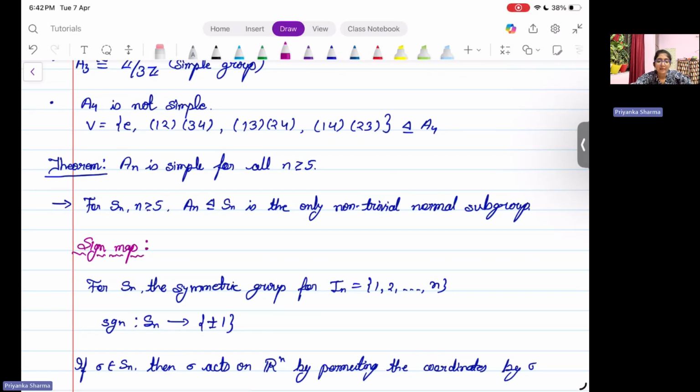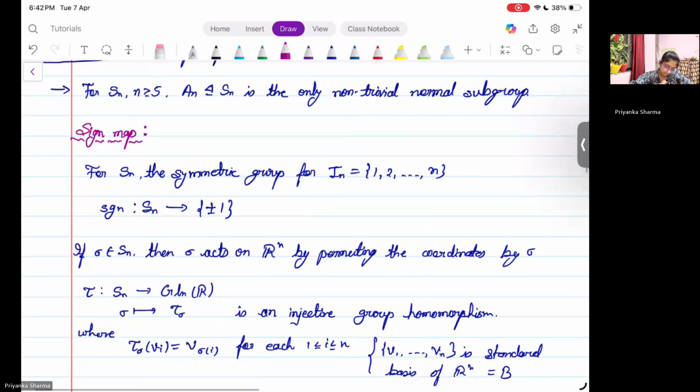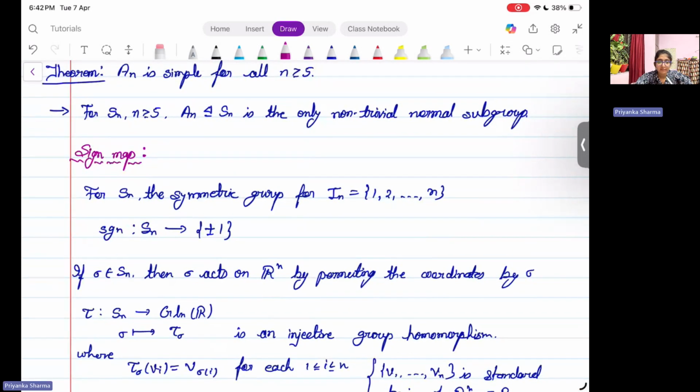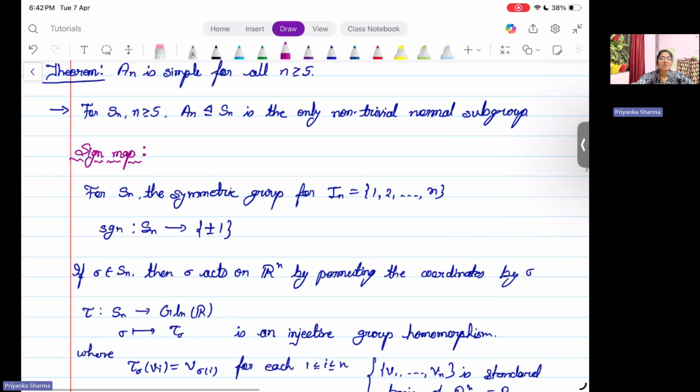And A_n is simple for all n greater than or equal to 5. Alternatively, we can say that for S_n, where n is greater than or equal to 5, A_n is the only non-trivial normal subgroup of S_n. Why? Because A_n has index 2 in S_n, so A_n will be normal in S_n.